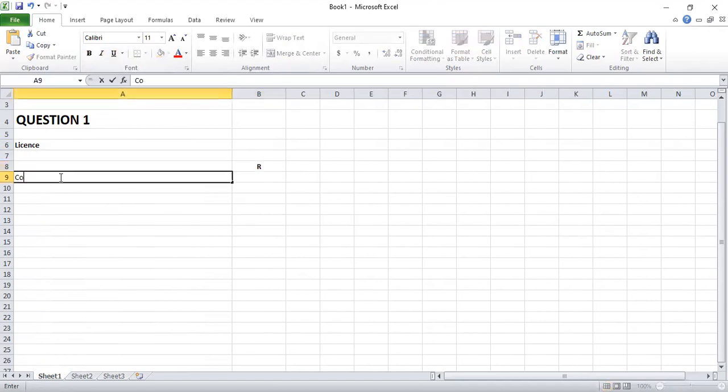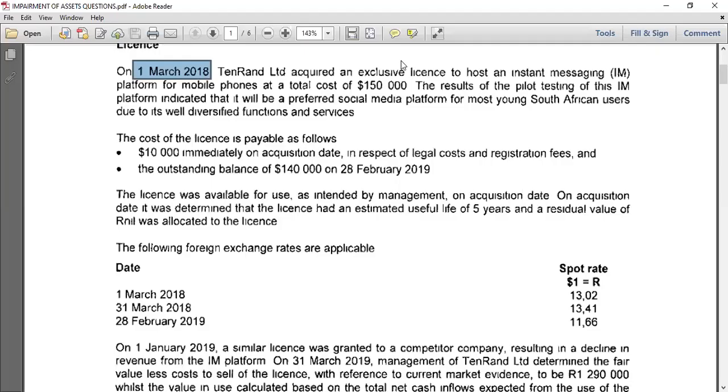Right. Our costs. When you buy an asset in Forex, you translate the cost of the asset at the spot rate on transaction date. So this is 150,000 and was acquired on 1 March 2018. So we use the spot rate on 1 March 2018 to translate our asset. So we'd say 150,000 times 13.02.